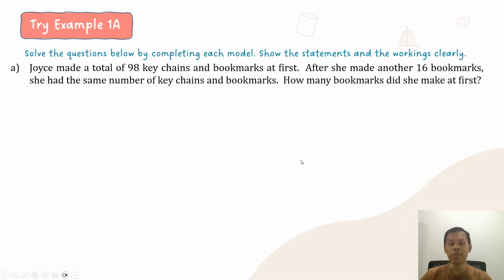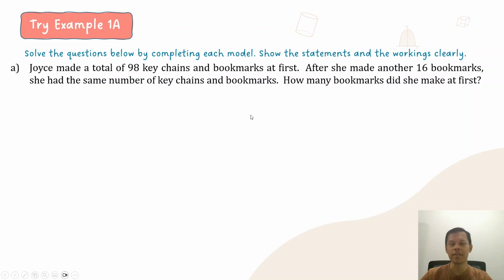So students should be able to answer this on your own. Okay, let's try to read it first. Joyce made a total of 98 keychains and bookmarks at first. So they have two items here, keychain and bookmark, 98. Second sentence, after she made another 16 bookmarks, she had the same amount of keychains and bookmarks. The question asks you, how many bookmarks did she make at first?